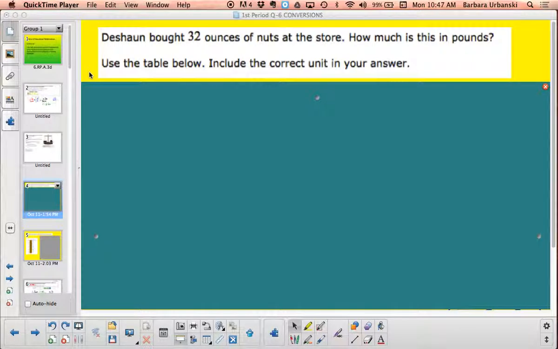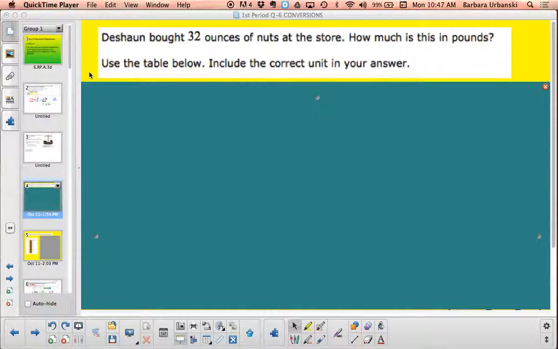Okay, today what we're going to look at is converting measurement and using ratio reasoning. Sometimes it's not going to be the best way to use proportions, but for right now, I do want to set up a proportion so that you know what we're talking about.